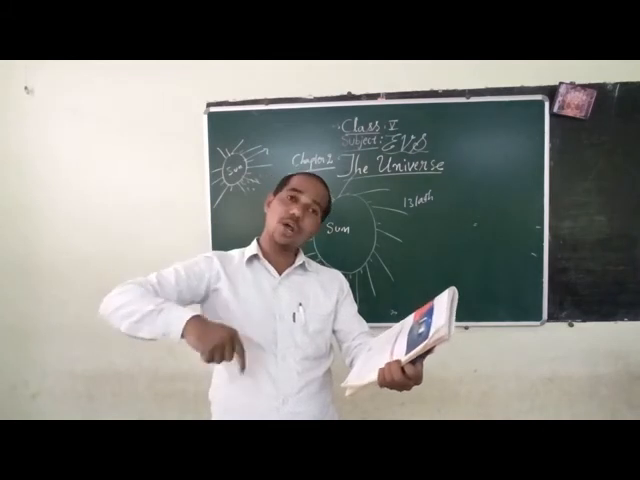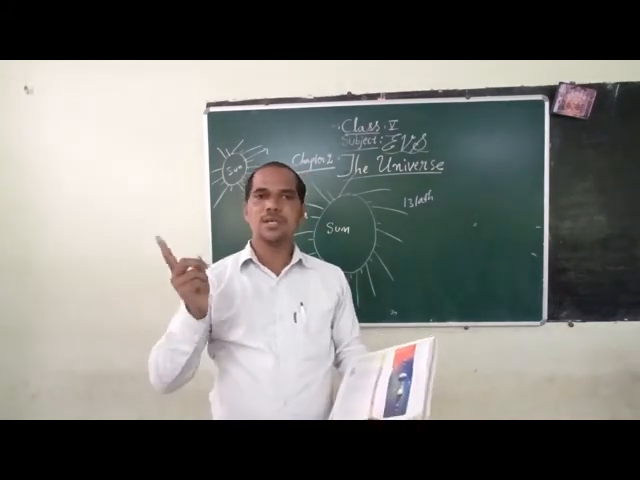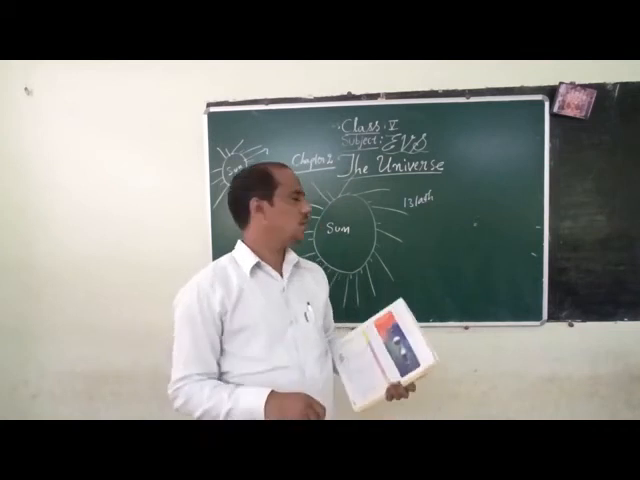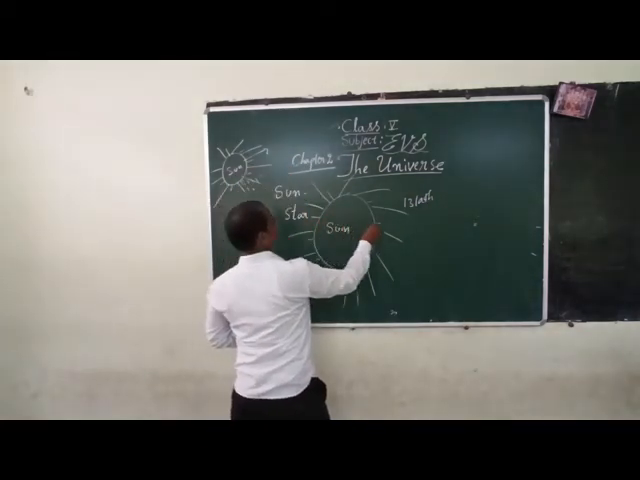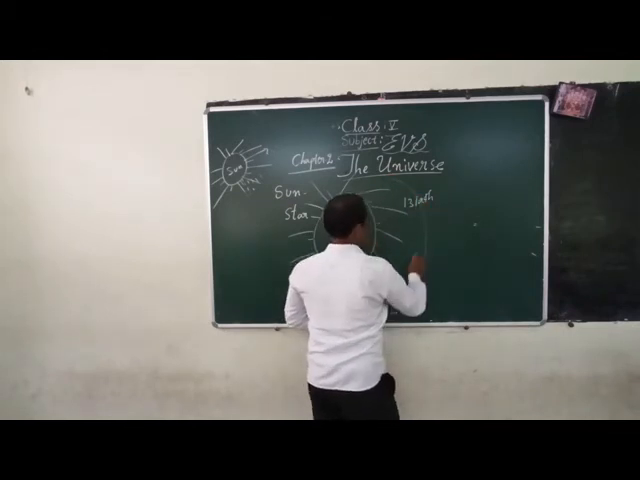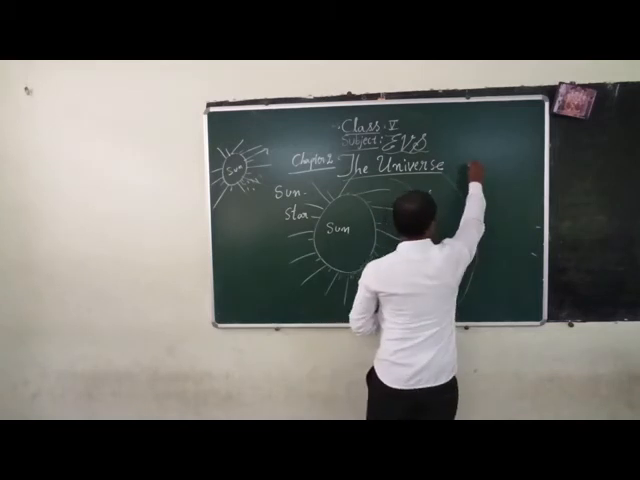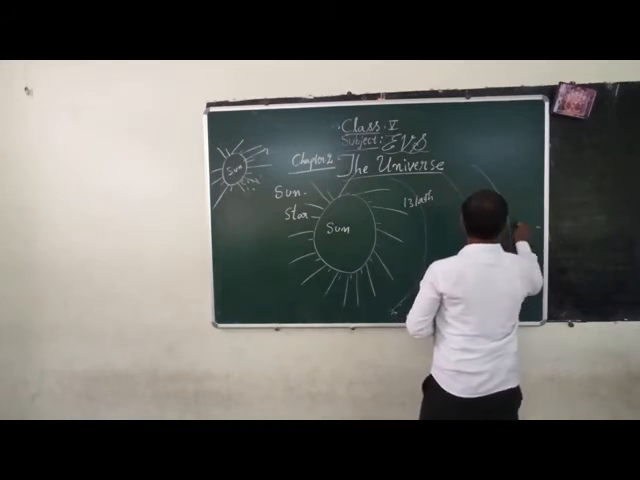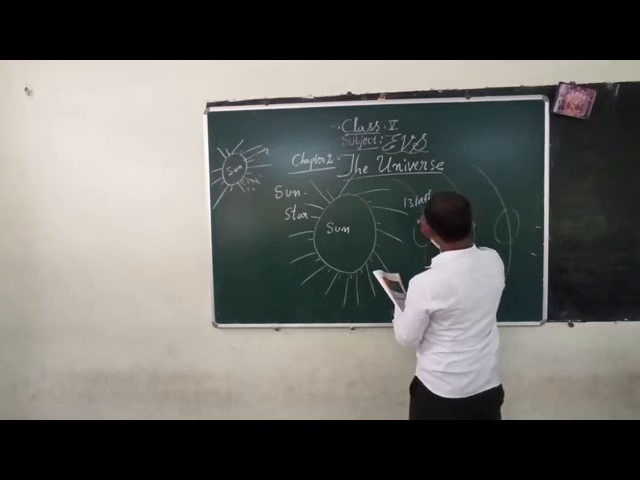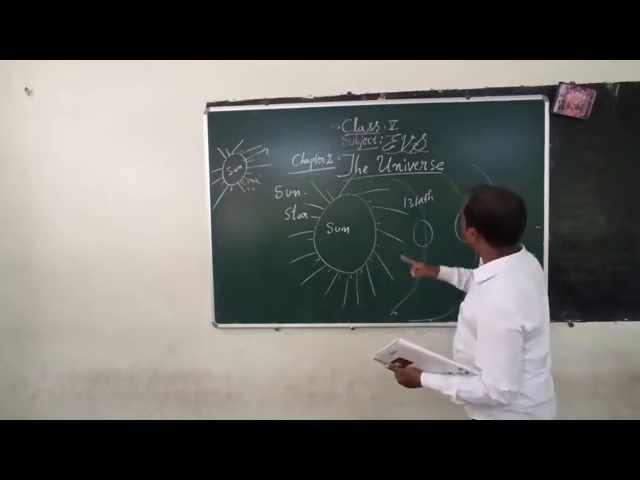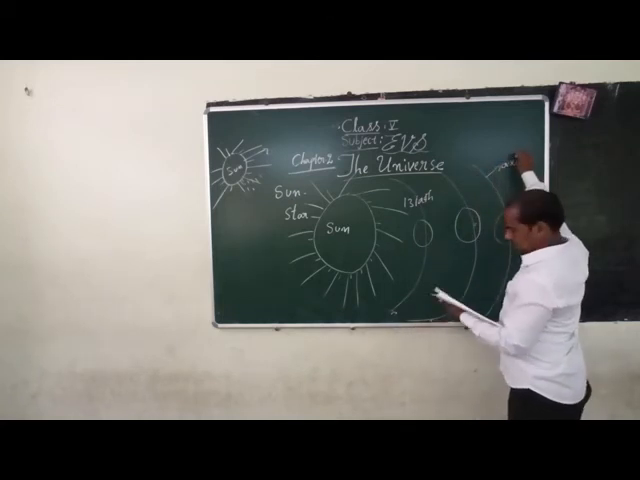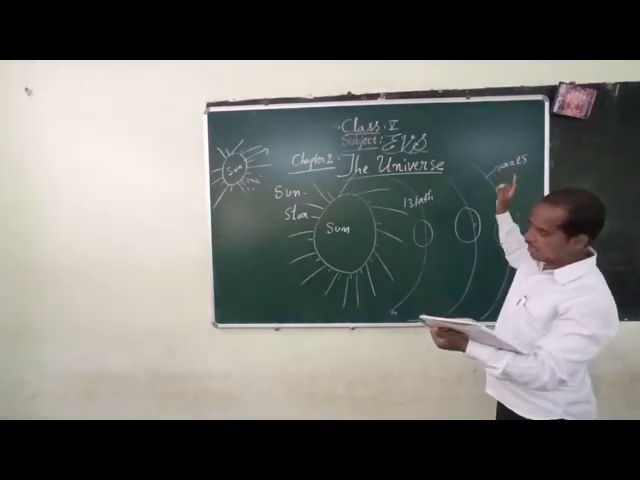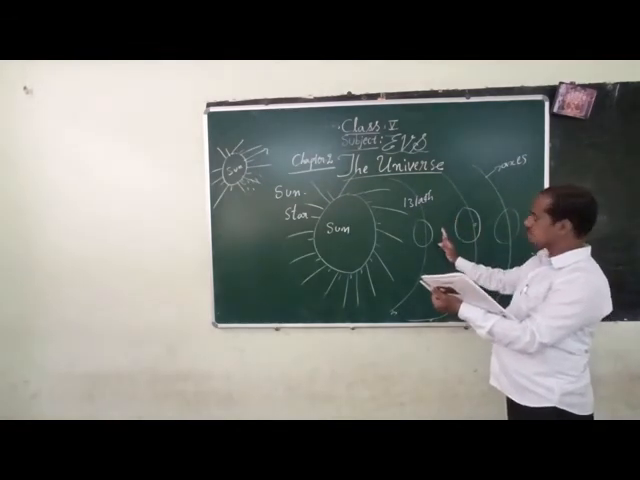All the planets revolve in their orbit, and they rotate on their own axis. Here the Earth will be there, Mercury, like this. This part is called the axis. And in their own orbit, they revolve at different distances and different speeds.